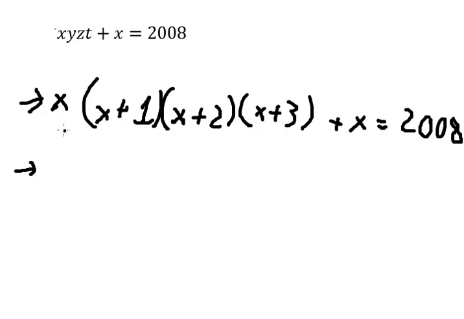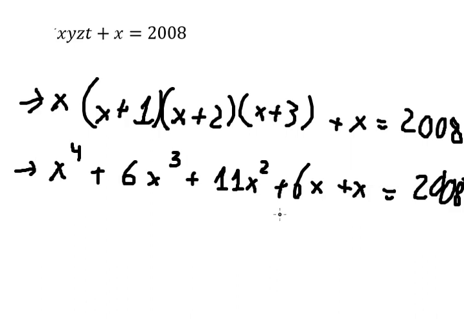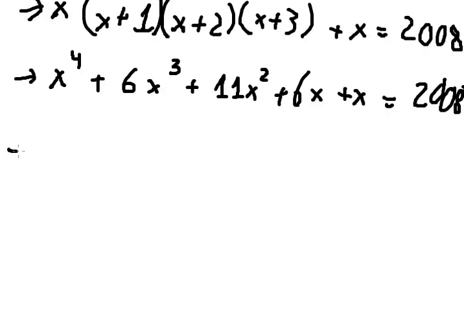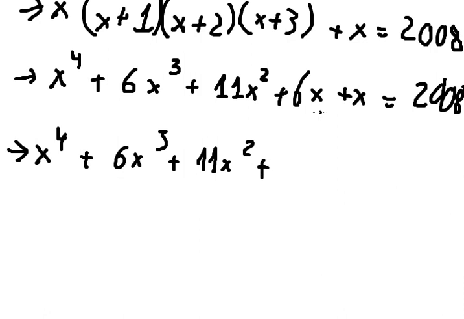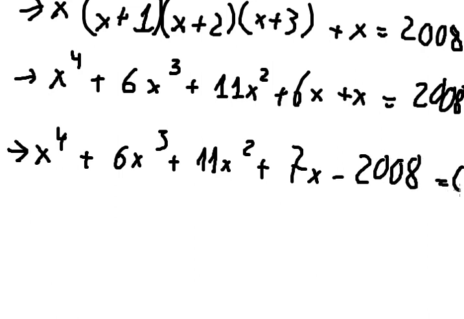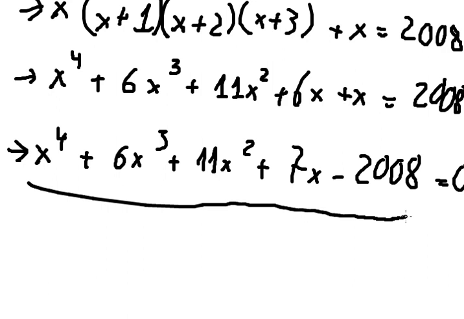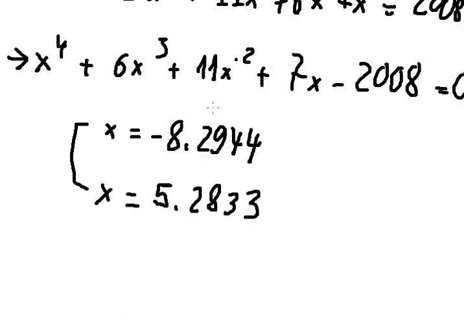And now we need to expand everything in here. So that should be like this. And now we can simplify this one. We have 7x minus 2008. So we need to find the solution of this one. So we got two solutions.